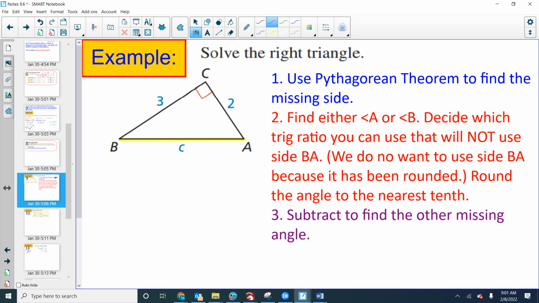So step 1, I would probably solve for the hypotenuse. So 2 squared plus 3 squared equals C squared. 4 plus 9 is 13. What gets rid of a square? Square root, both sides. So C is the square root of 13. And if they asked us to write it as a decimal, it's going to be 3.61.